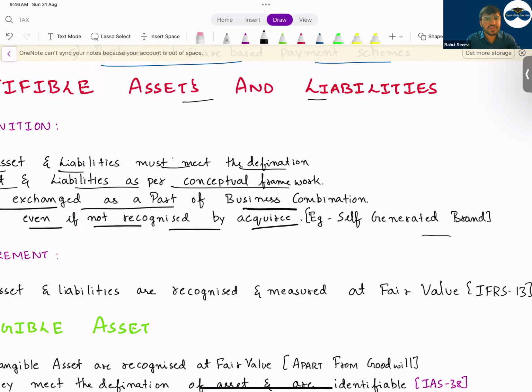The cost cannot be measured reliably. But when I purchase it, I will know the cost I am paying for that brand. So in that case, an internally generated brand is not recorded in individual books. But when I purchase a subsidiary, in that case, I will record the brand that belongs to the subsidiary.